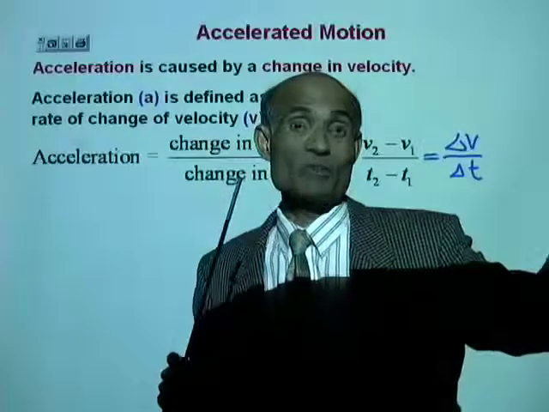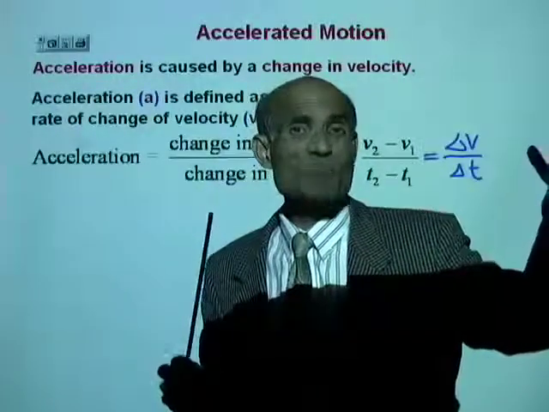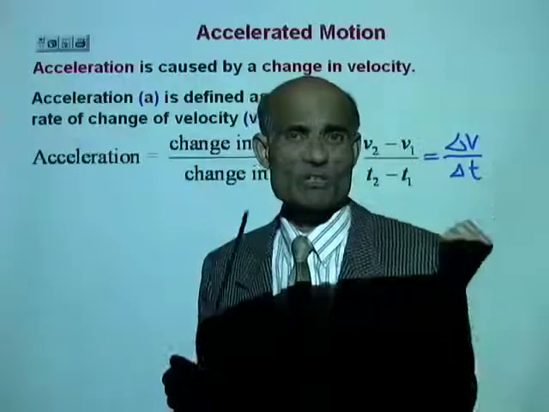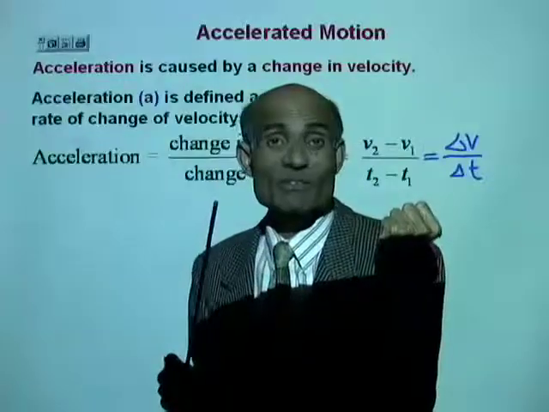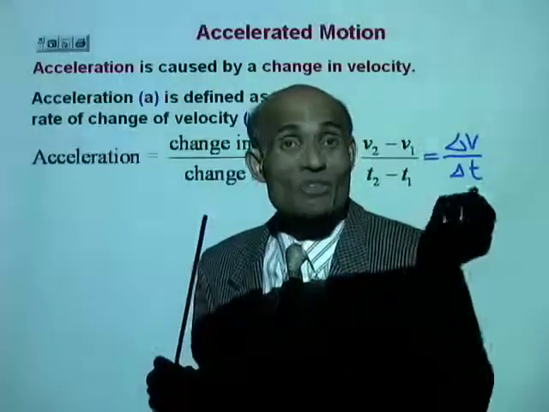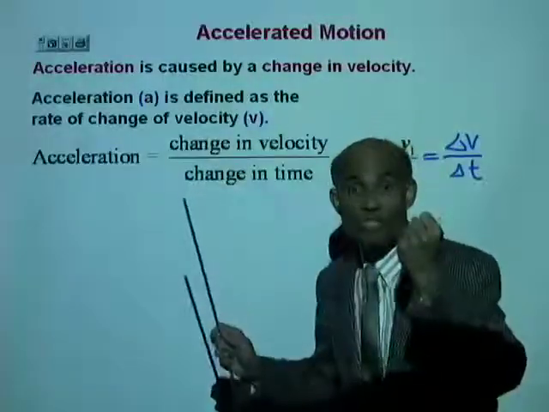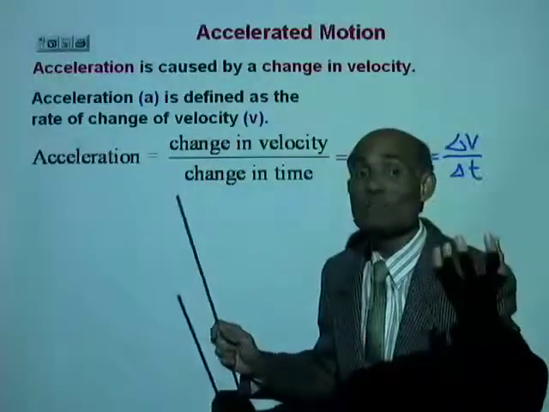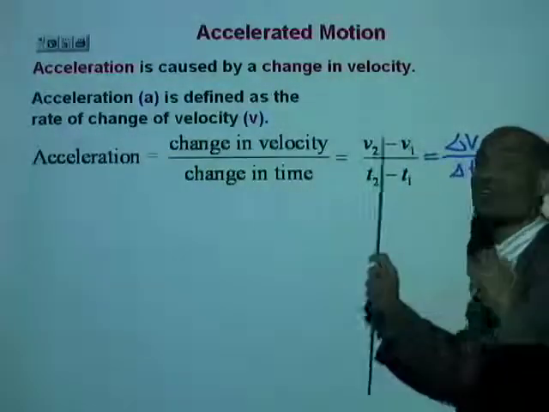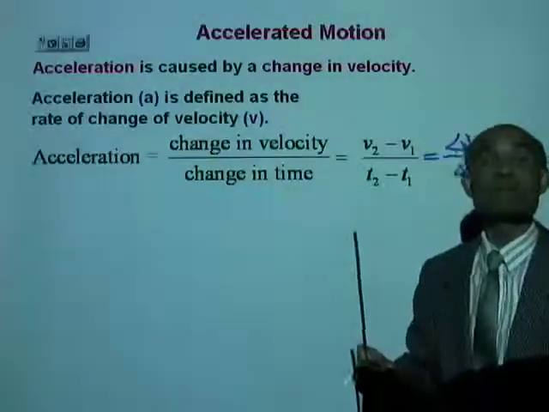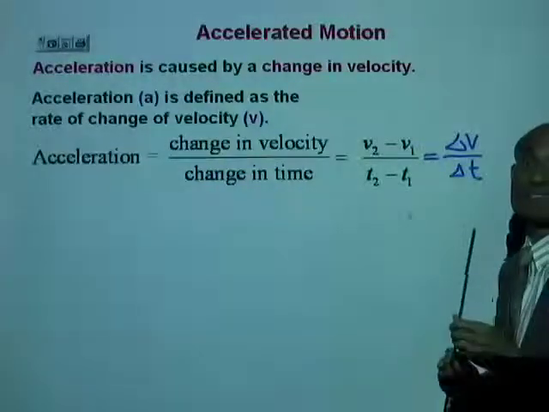Well, you went to the mall with $500 in your pocket and you came back with $20. What is the change in the amount of money in your pocket? It is $480. Is that right? So if the velocity is measured in meter per second, the change in velocity, delta V, also is measured in meter per second. And so what is the unit for acceleration?